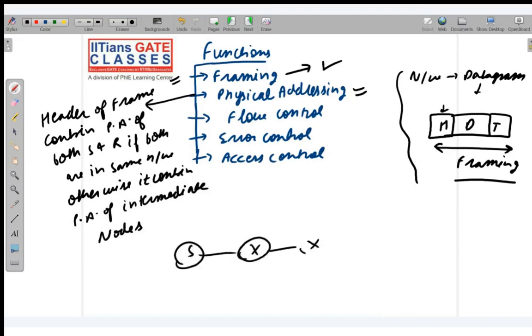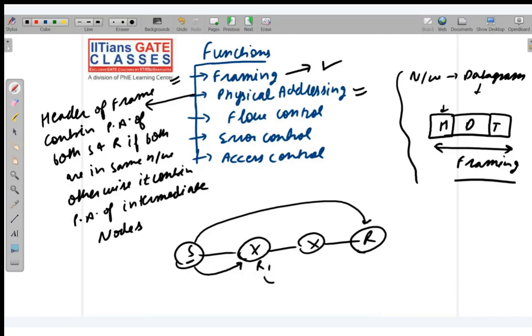So what I want to say is a very simple point. Sender, this is a node, this is a node, and this is a receiver. If you remember my previous class, I told you what the frame will contain. Here the sender is not directly sending the frame to the receiver, it is sending the frame to this intermediate node. So at the sender side, the sender's physical address will be of the sender, and the receiver physical address will be of this node, say R1. Now when R1 is forwarding the frame to R2, the sender physical address will be R1 and the receiver physical address will be R2. Now when R2 is delivering the frame to the receiver, the sending physical address will be of R2 and the receiving physical address will be of the receiver.